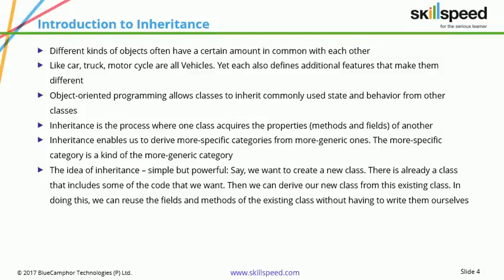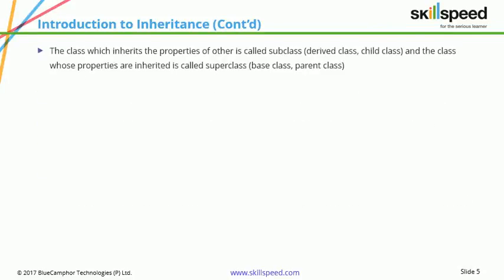Say we want to create a new class and there is already a class that includes some of the code that we want. Then we can derive our new class from this existing class. In doing this, we can reuse the fields and methods of the existing class without having to write them again by ourselves.